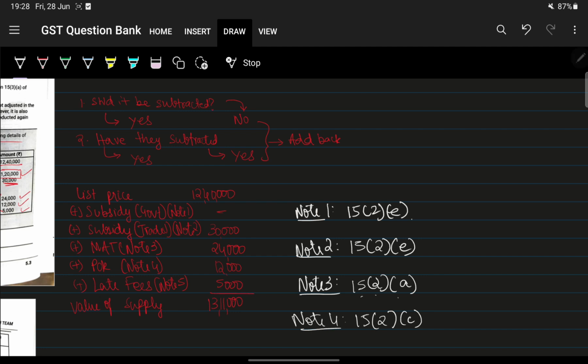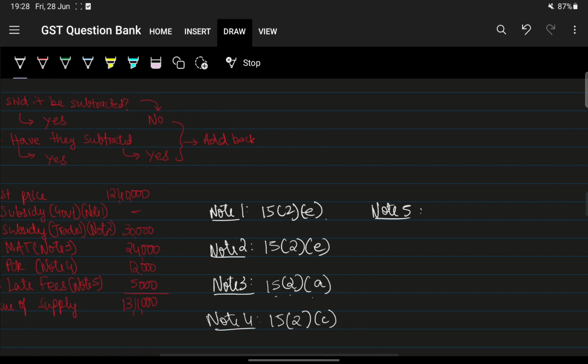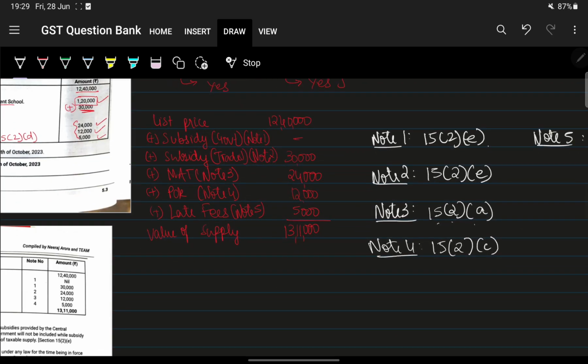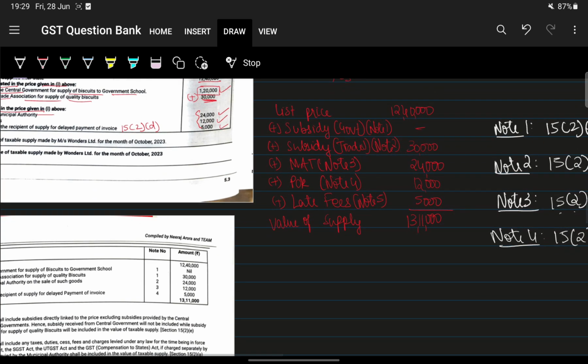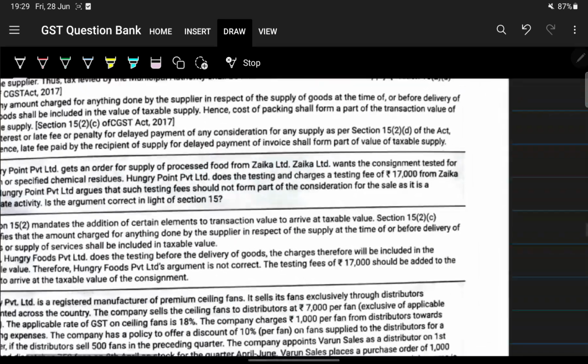Next, late fees, note 5. What will come in note 5? Any interest, penalty and late fees, any IPL, right? Any interest, penalty and late fees is to be included in the value of supply unless it is waived off by the supplier. This is as per section 15, subsection 2, clause D. D for delayed payment. Is that clear? Now we'll move on. So they also came to 13,11,000. We also got 13,11,000.